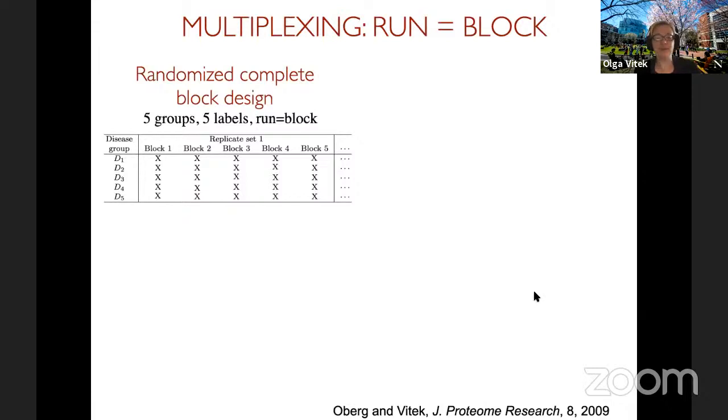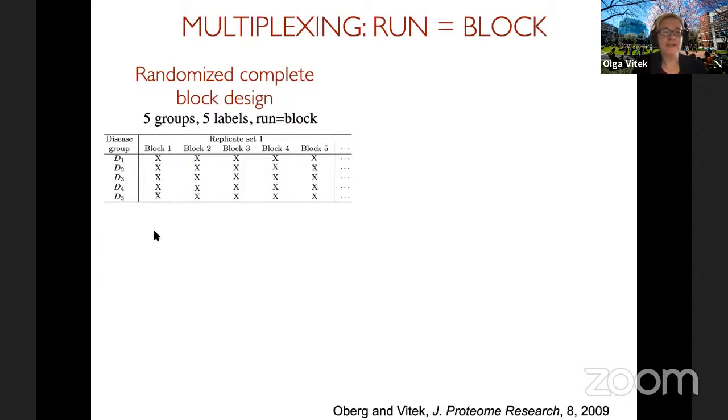Before we go to MSstats TMT, let me first, also from the same publication, share with you how statisticians think in general about this type of experiments. So in this example, let's say we have a multiplexing experiment with 5 channels, and we have 5 disease groups. So it is very clear that we will be much better off having one subject per group within each block, right?